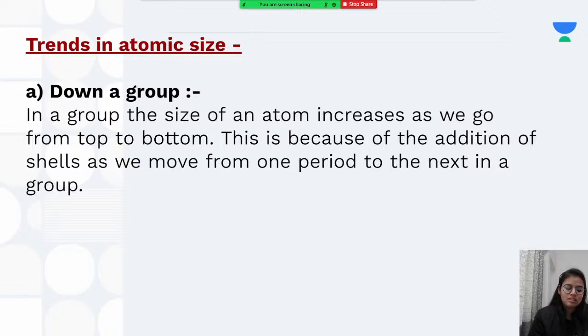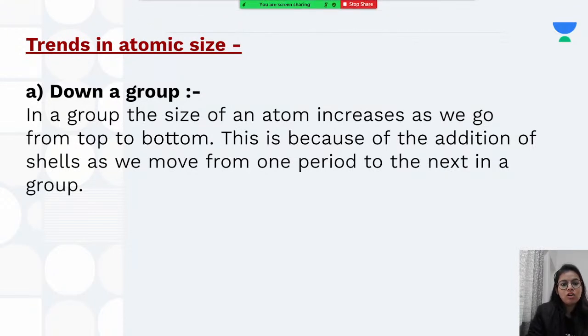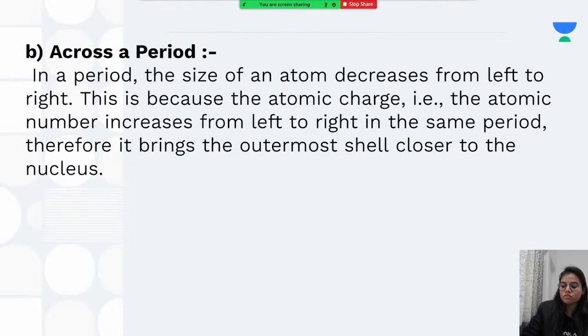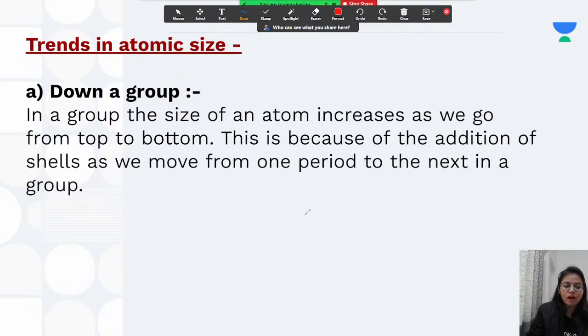Now we'll be seeing how this change happens. So, trends in atomic size down a group. In a group, the size of an atom increases as we go from top to bottom. This is because of the addition of shells as we move from one period to the next. Now let's talk about period 1, group 1. The first atom is hydrogen. It just has one shell. So this is the nucleus, and this will be the size.